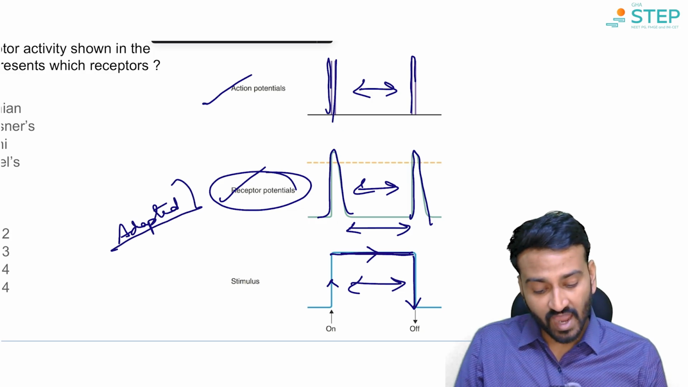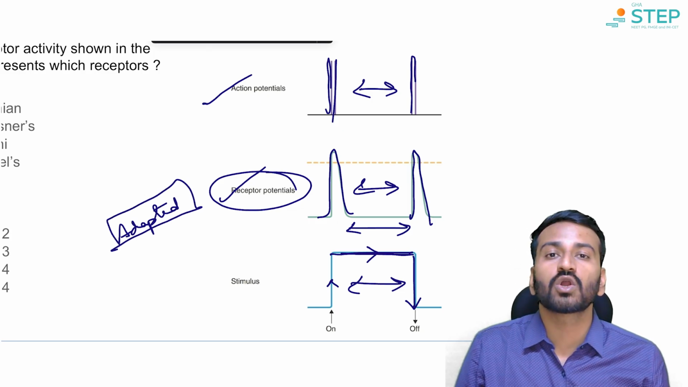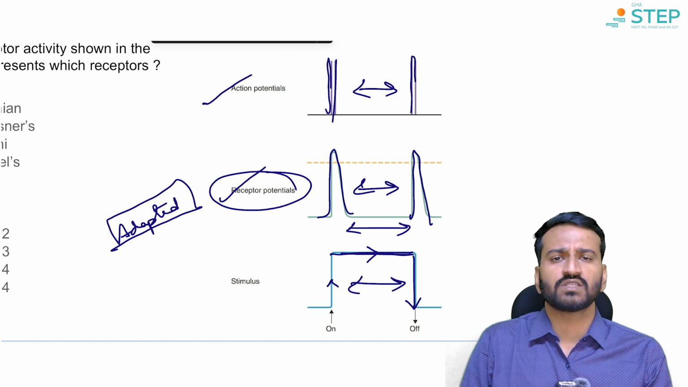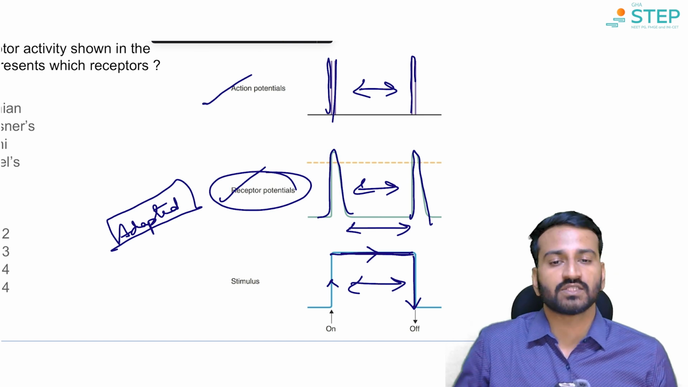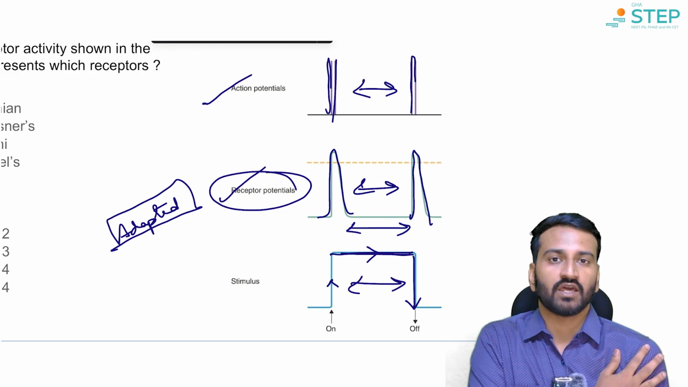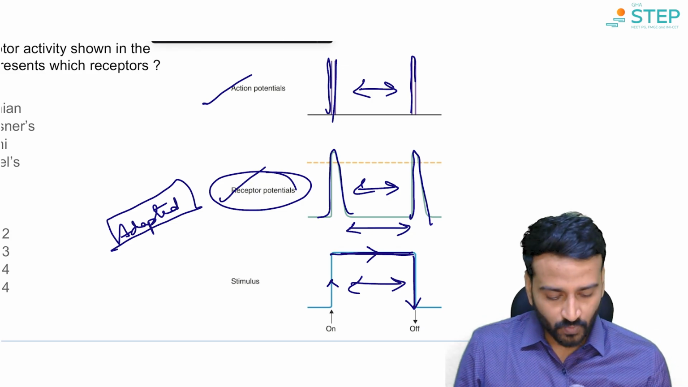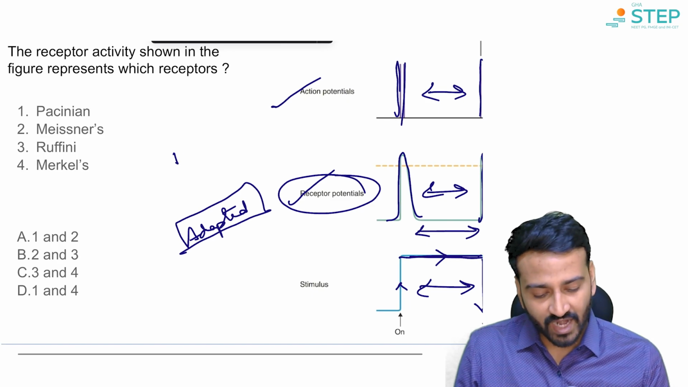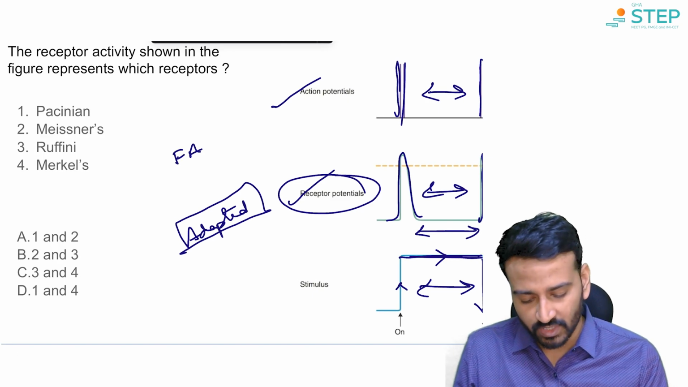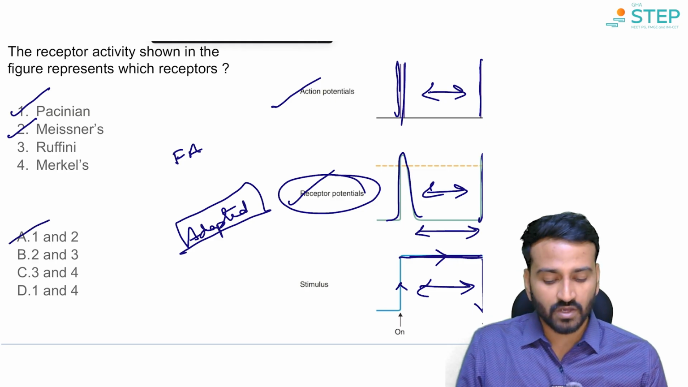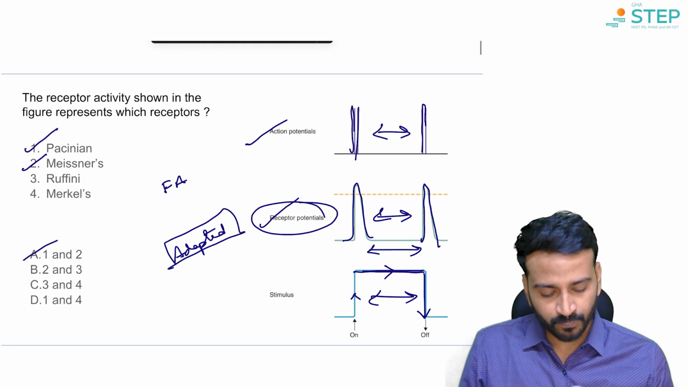The receptors have adapted. How? Quick adaptation. That means they know that the stimulus is there and it's not harmful, so you get adapted to it. Just like when you put on a shirt, it is there and you get adapted to wearing the shirt, right? So it's a fast adapting receptor. Among all these, P and M, Pacinian and Meissner's corpuscles are fast adapting, making the answer A, 1 and 2.